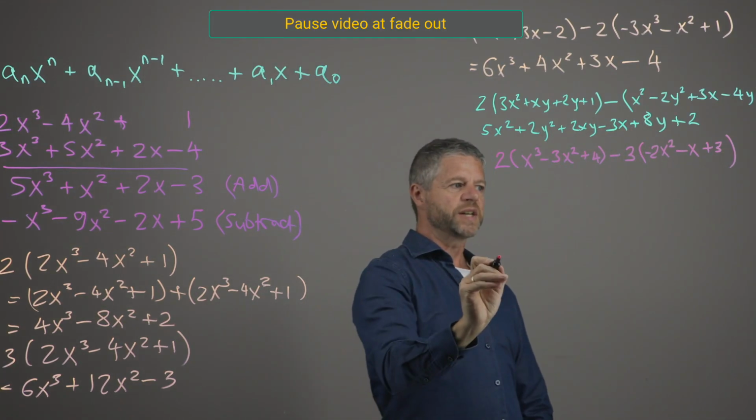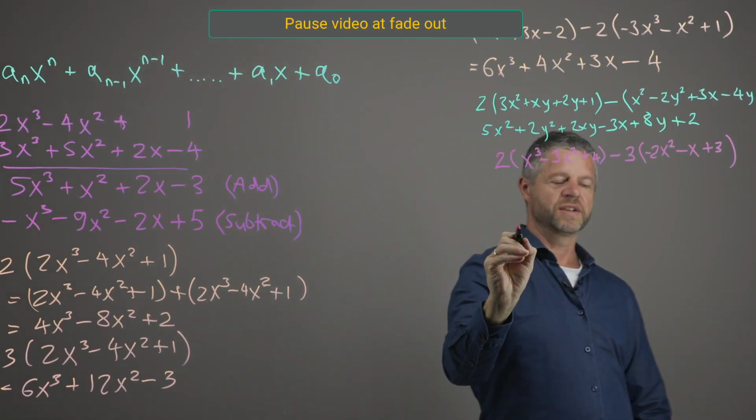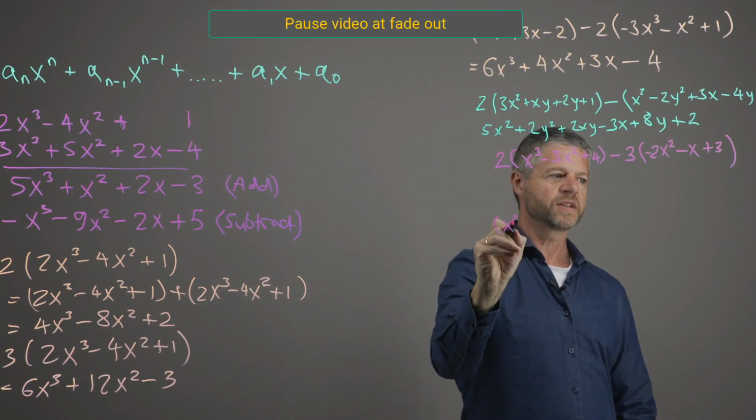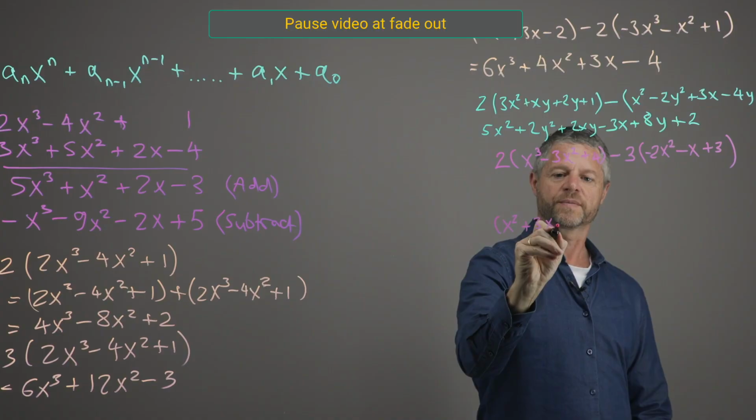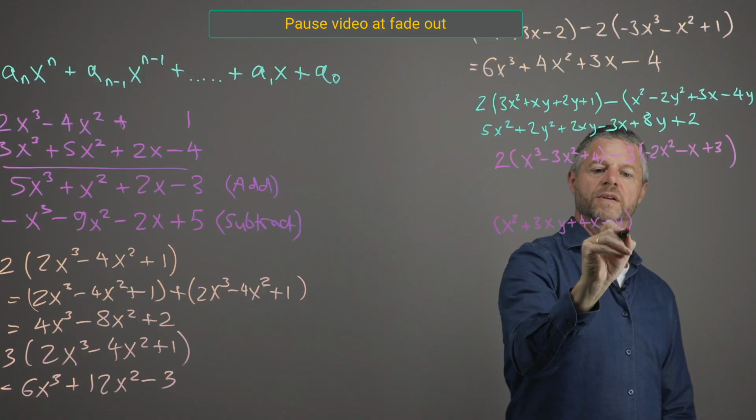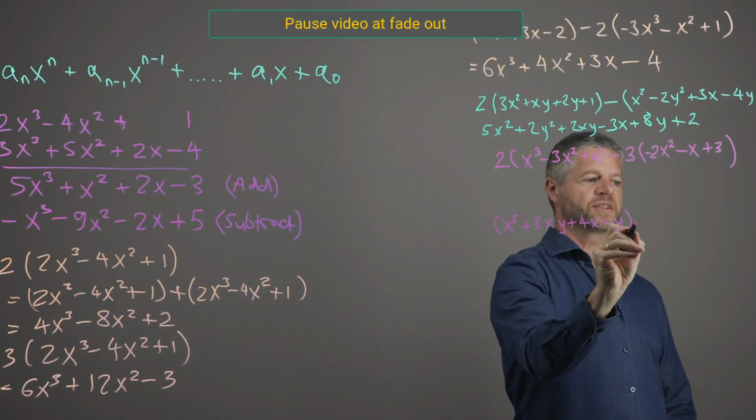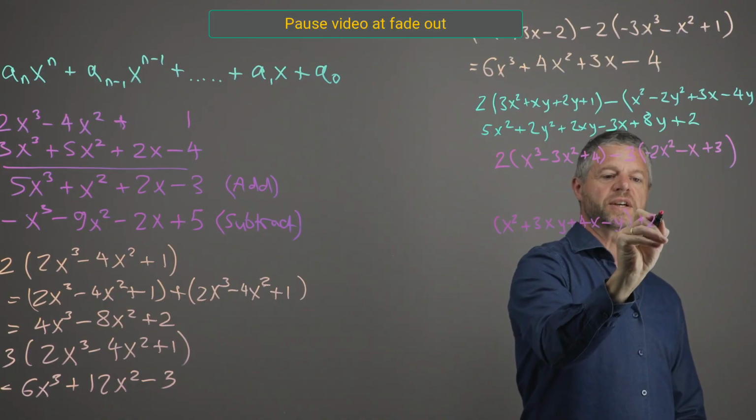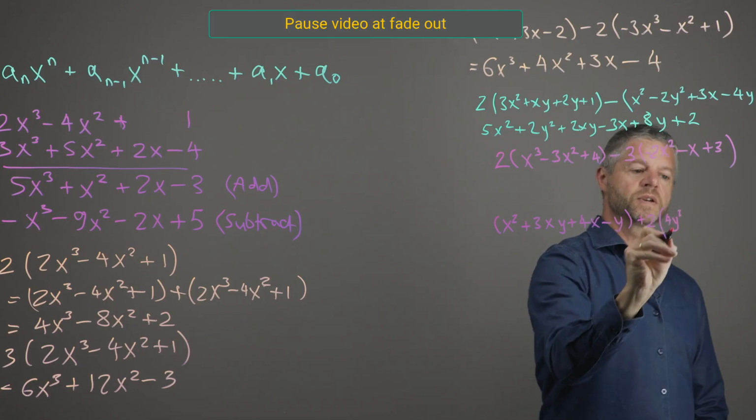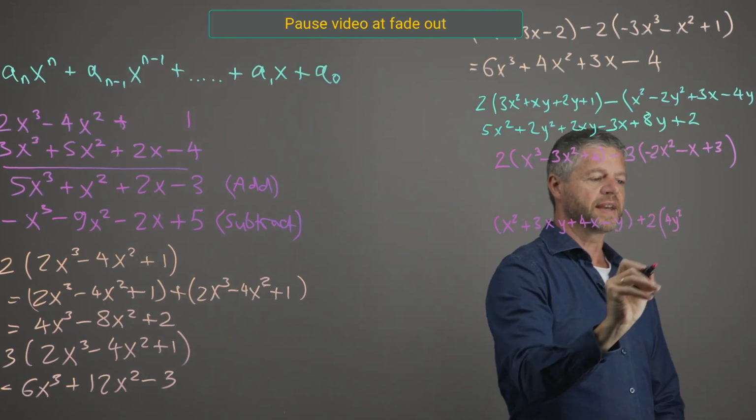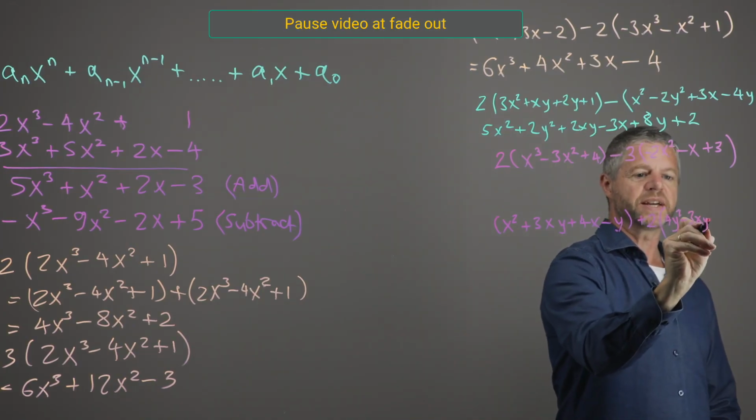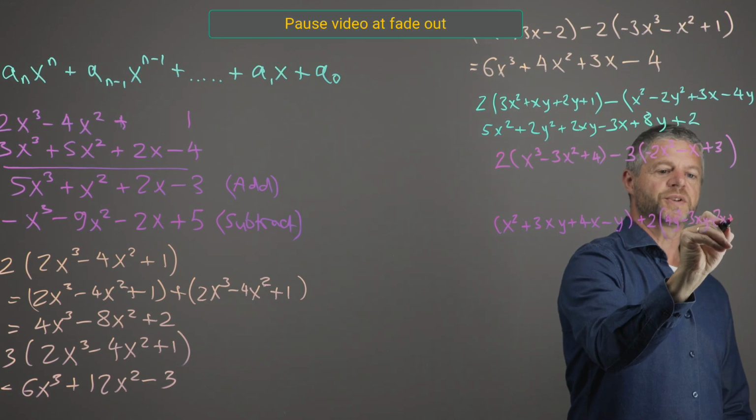And then for the second one, let's introduce y for the second one. Let's do x squared and 3xy plus 4x minus y. And then let's add 2 times 4y squared and minus 3xy minus 2x plus 2.